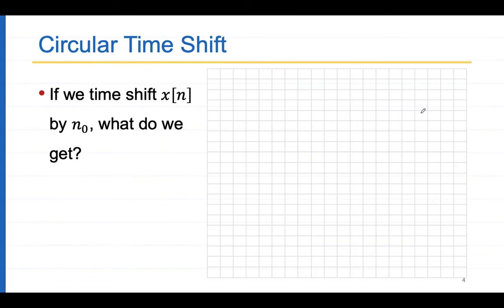Next property, now please pay attention. This property is circular time shift. If I want to shift my x[n] by some n naught, a given delay or shift, where n naught is also an integer, what do we get? So what is the shifted version of x[n]? Let's look at the figure. This will help us understand how we actually construct this whole thing. So x[n] lies between 0 to N minus 1. Let us say this sequence is of length 4.